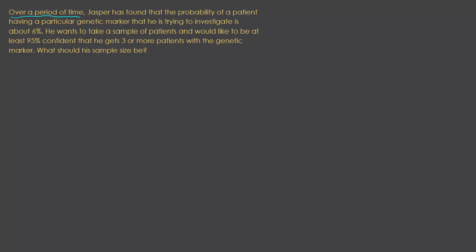Over a period of time, Jasper has found that the probability of a patient having a particular genetic marker that he is trying to investigate is about 6%. He wants to take a sample of patients and would like to be at least 95% confident that he gets 3 or more patients with the genetic marker. What should his sample size be?